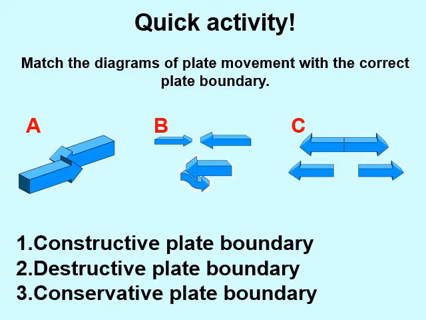Okay, hopefully you've got your answers. So, number 1, a constructive plate boundary matches up with diagram C. The plates are moving away from each other and new land is being constructed. Number 2, a destructive plate boundary matches up with diagram B. Here we've got plates moving together and the denser oceanic plate sinks underneath the less dense continental plate. And that means that 3, the conservative plate boundary is A, where we have 2 plates sliding past each other.